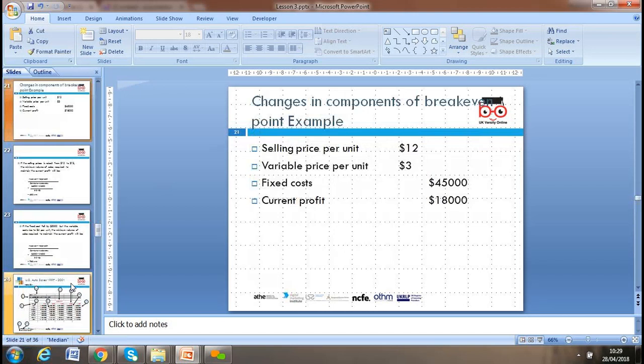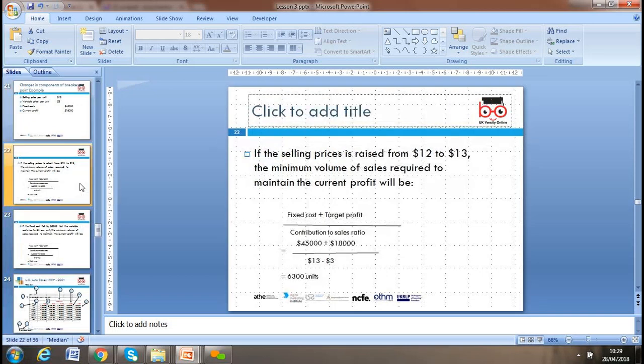That's all. So if we decrease our selling price, what do you think the effect will be on the margin of safety? So that too would decrease. If we decrease our selling price, we need to sell more units, yes? Yes, to break even. Any question?